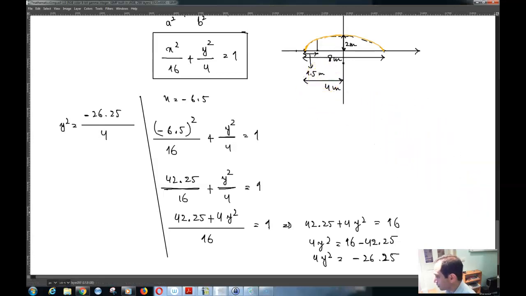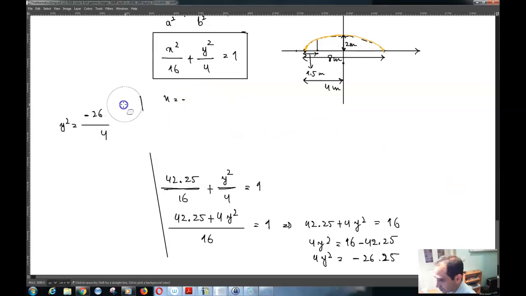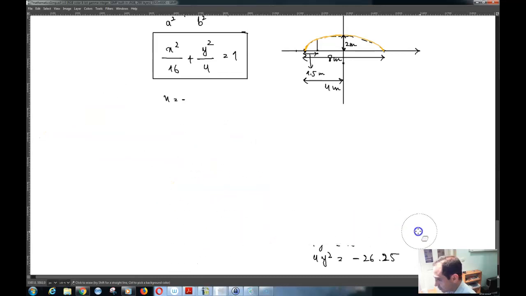Basically this distance over here is actually 4. So 4 minus 1.5 is equal to 2.5, of course. So I have to take x as negative 2.5. Over here, your x is negative 2.5, because this distance is actually 4 meters. This 8 meters refers to basically one end to the other end.